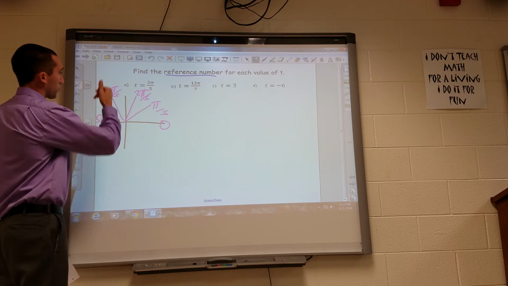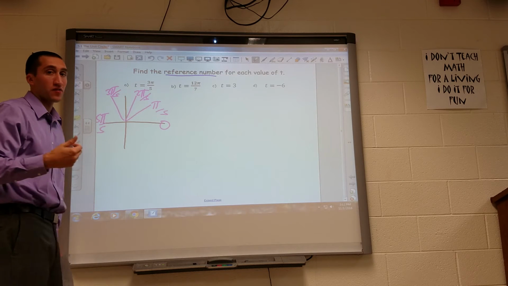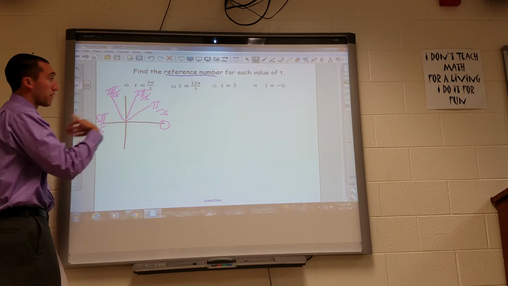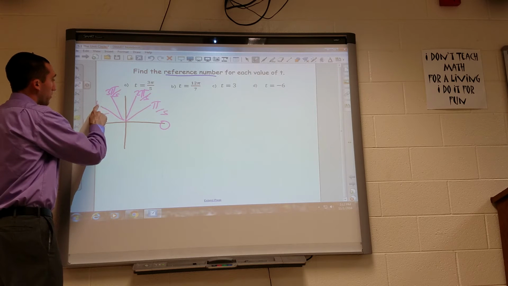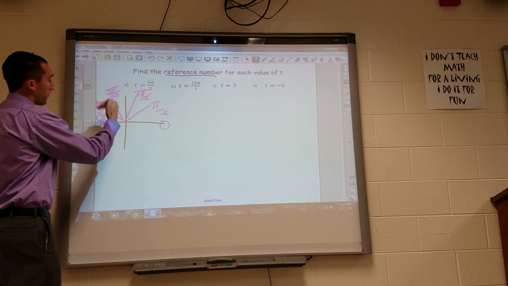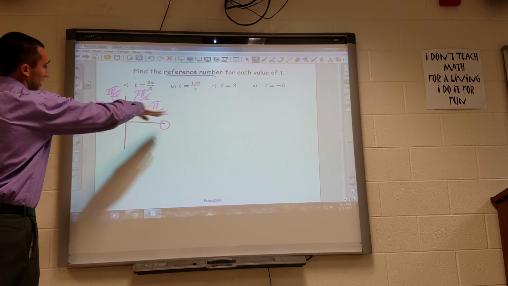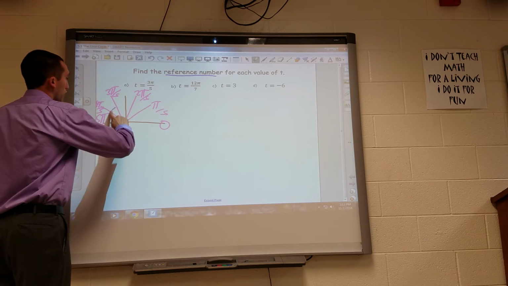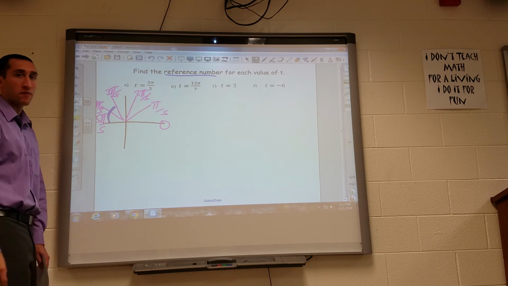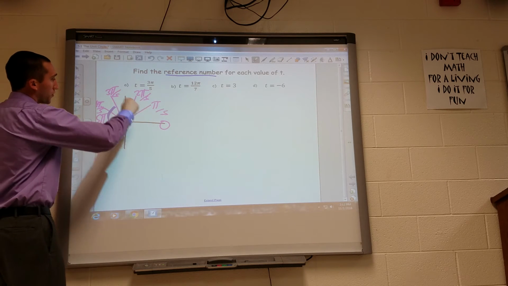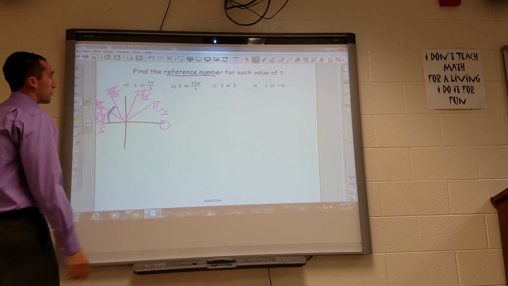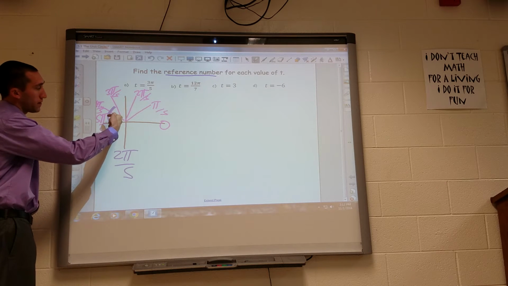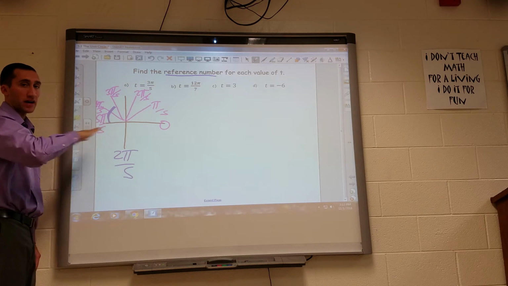I think of it that way because 3 divided by 5 is 0.6, and so 0.6 is more than halfway from 0 to pi. However it works for you, we'd still have 4 pi over 5, then 5 pi over 5 gets us back down to a straight line. That's not what we're worried about though. We're worried about 3 pi over 5. So the reference number is how far away from the x-axis I am. Obviously this way is further than this way, so my reference number here is 2 pi over 5. I have to go 2 more pi over 5s before I get back to the x-axis.